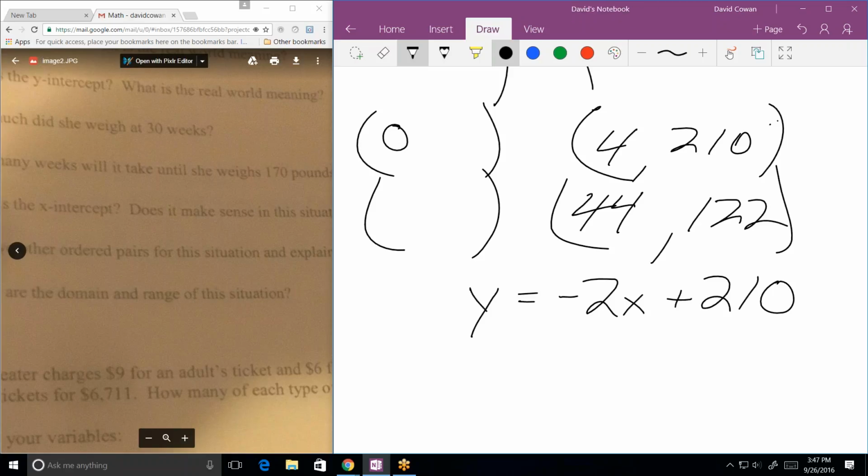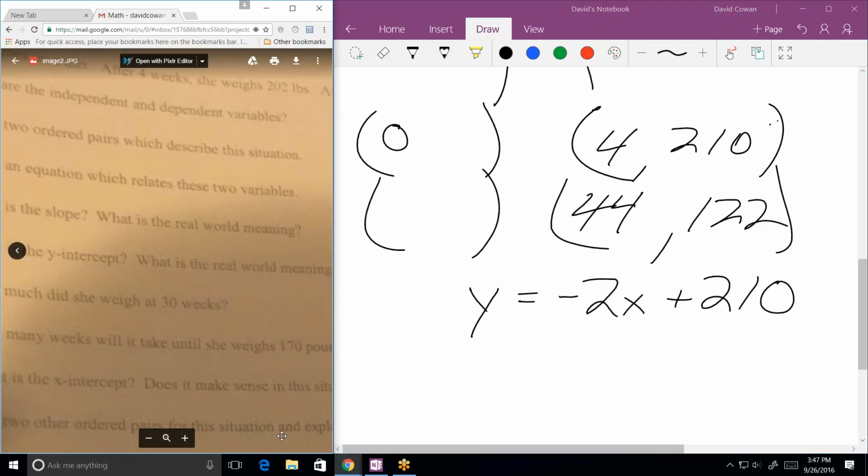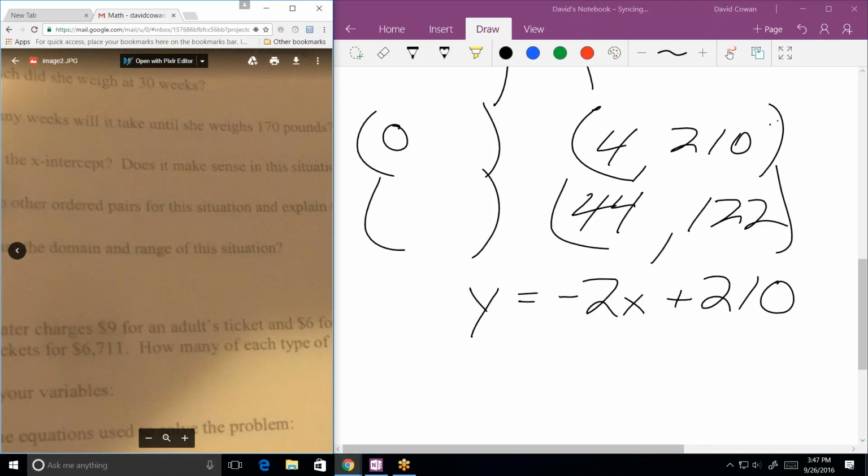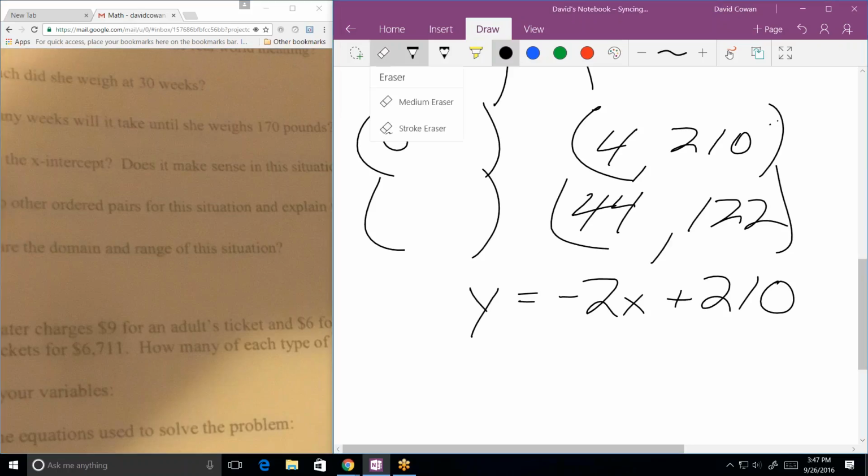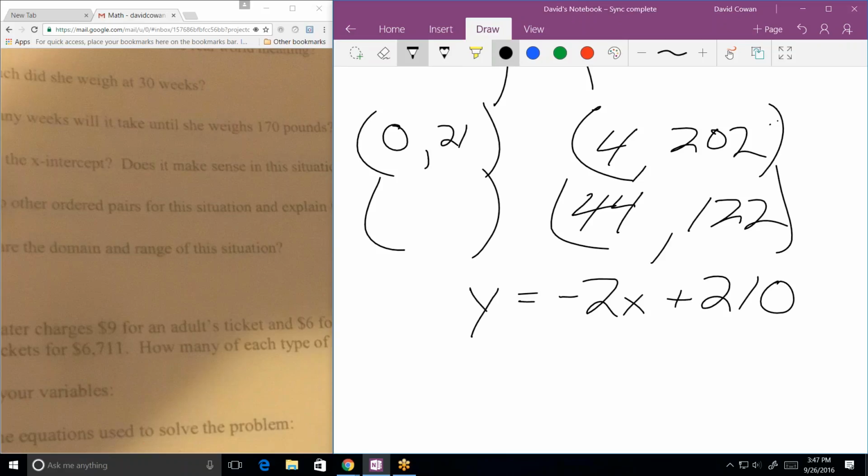What do I have wrong here? What was her starting weight? She weighed 202. I got this wrong. That's 202. So 0 is a very good one to use because the calculation is very simple. And what's another one? 1. What'd she weigh at the end of 1 week? 208.